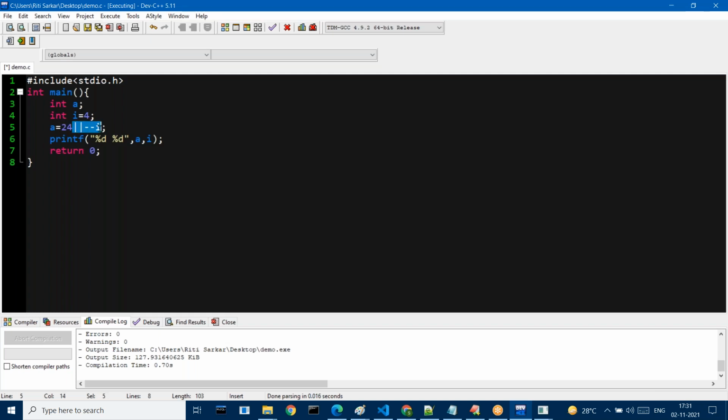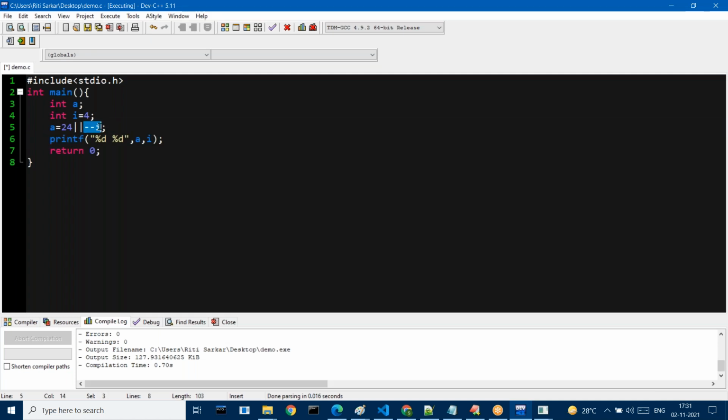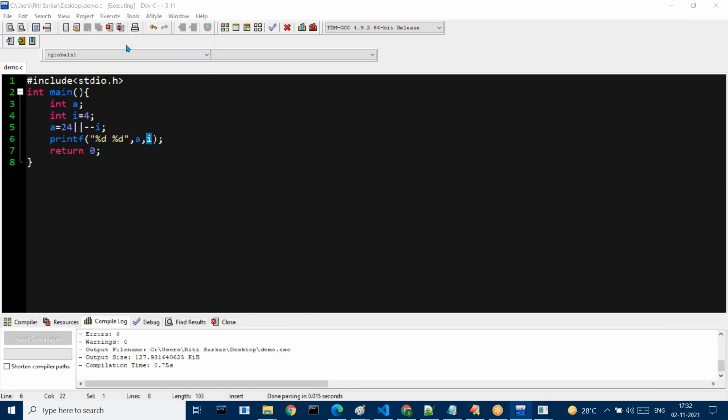Minus 24 a true value, sir. So will the control come to the other half? No. Will this minus minus i be executed? No. So the i value will remain what? 4. What about the a value? Sir, it's true now. Whatever is the other thing, I am not interested to know. Total result will be true. True means 1. So the value of a will become 1 and the value of i is as it is, 4. Chetan, 1, 4. Execute, compile and run.